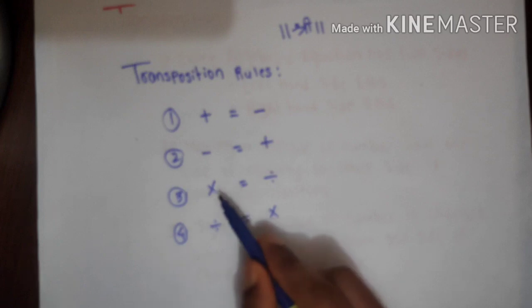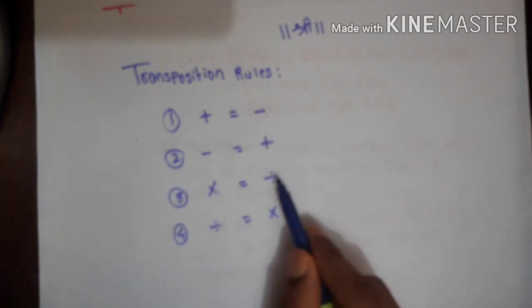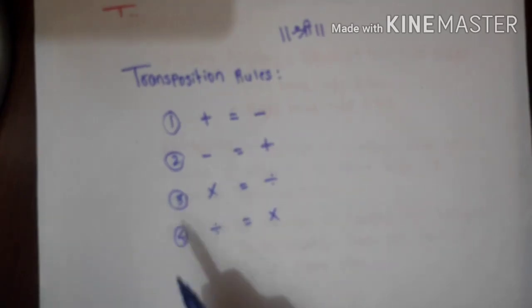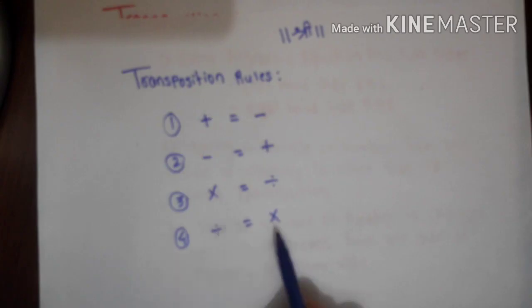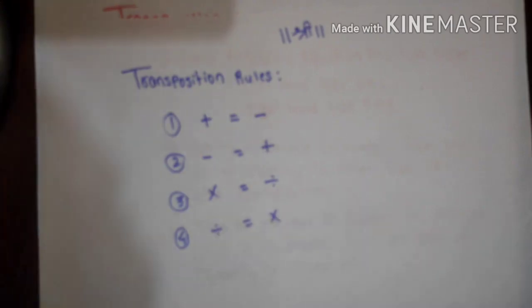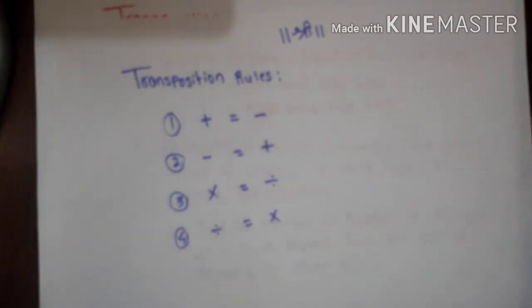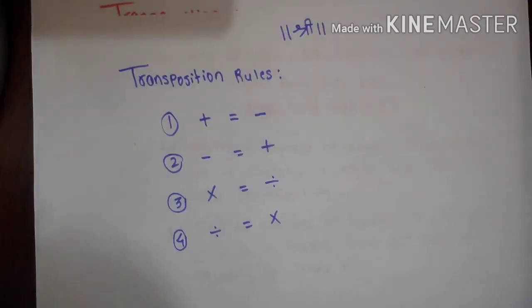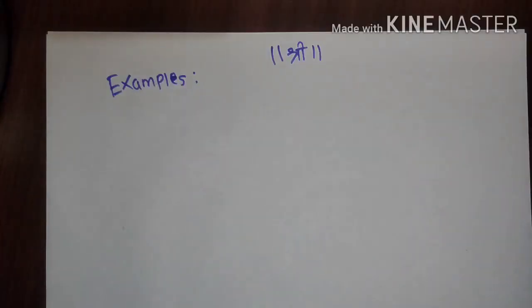The third rule is that when we move a multiplication sign from left side to right side, it becomes division. And the fourth rule is that when we move division from left side to right side, it becomes multiplication. So these are the four very simple rules. Just remember, plus is changed to minus and minus is changed to plus, and multiplication is changed to division and division is changed to multiplication. Now let's see examples.